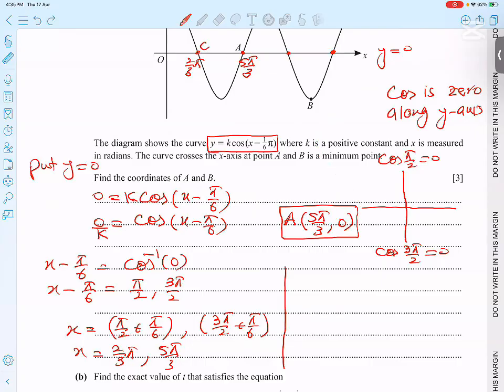Now, students, how to get the B coordinate? I have two plans. Either I can go for the next same angle like that, or I will find the gap between A and C. What is the gap between them? It means 5 pi by 3 minus 2 pi by 3, with 3 as the LCM, and I got pi. It means this gap is a pi gap.